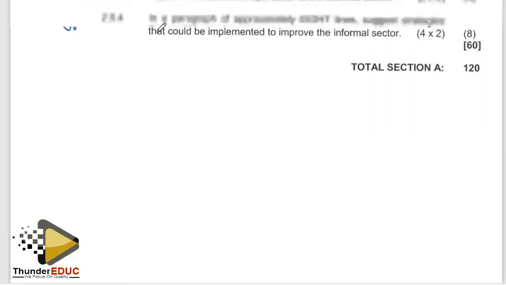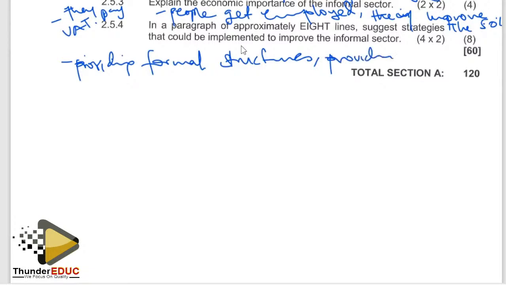The last question under that is, in a paragraph of approximately 8 lines, suggest strategies that can be implemented to improve the informal sector. Strategies that can be implemented are, for example, the first strategy is providing formal structures, basically improving stores or improving infrastructures that they can give out to people at lower costs. You can also say providing mobile toilets.